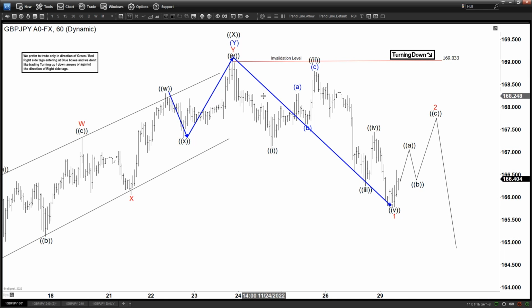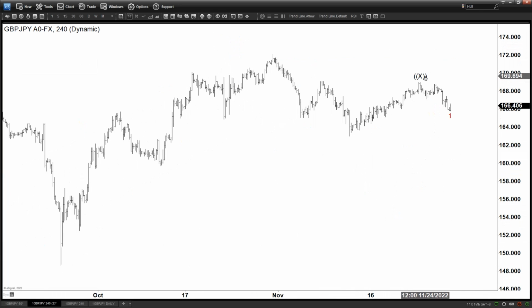Now zooming out a little bit to get an idea where we are. If I look at the 4-hour, let me put this X here and the 1 here in the 4-hour time frame. So if I look at the 4-hour, this is the position of the X that you see in the 1 hour, and this is the position of the 1.